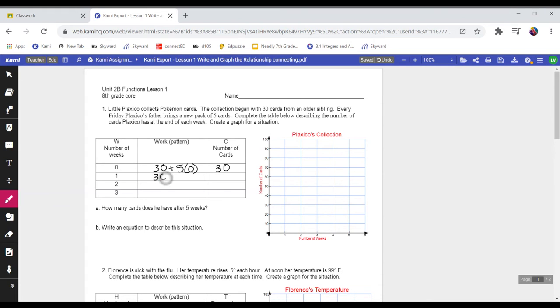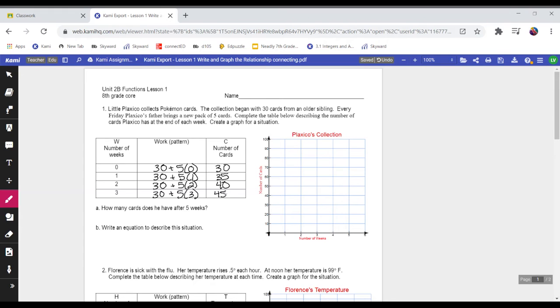Then we have 30 cards at the end of the first week plus an additional 5. So that's going to be shown as 5 times 1. Well, 30 plus 5 times 1 is, 5 times 1 is 5, plus 30 is 35. Then at the end of 2 weeks, Plexico still has 30 cards plus 5 cards over 2 weeks, which is 10. So 30 plus 10 is 40. Then over 3 weeks, we still have the 30 cards, and then it's 5 times 3. Well, 5 times 3 is 15, plus 30 is 45.